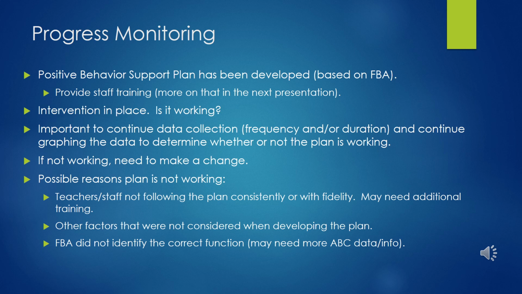And some possible reasons why the plan may not be working: the teachers or staff may not be following the plan consistently or with fidelity, and they may need additional training. There also could be other factors that were not considered when developing the plan, like maybe we missed something important, or maybe the FBA did not identify the correct function. Then we may need to take more antecedent behavior consequence data, the ABC data, or gather more information.